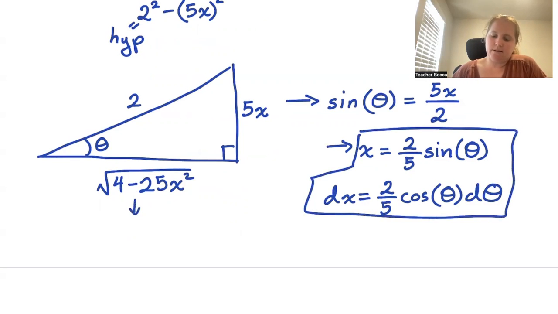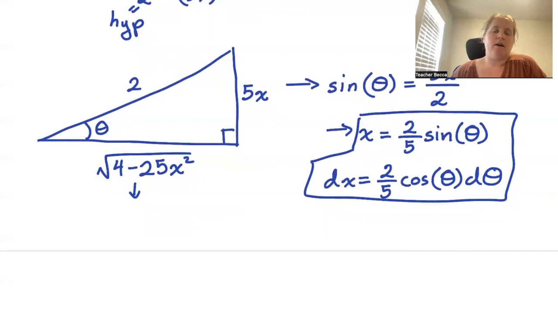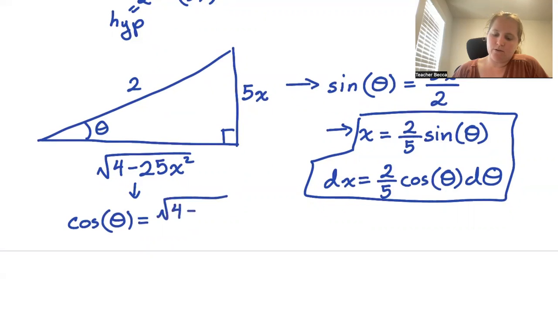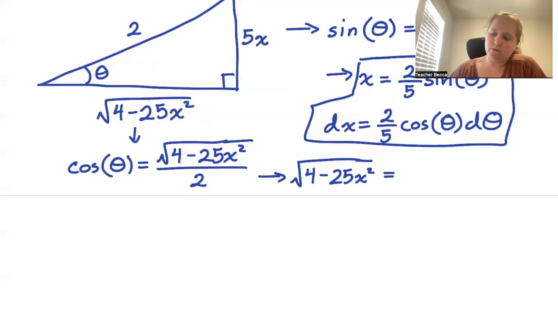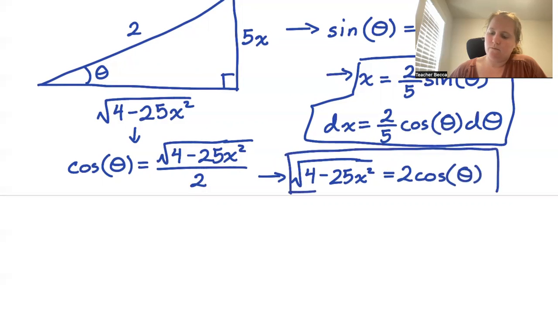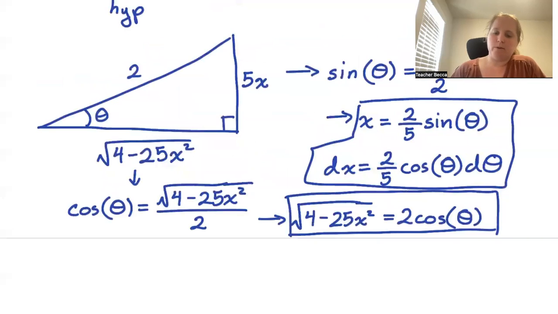That square root 4 minus 25x squared, relationship involving that and the 2, it's adjacent and hypotenuse, that's cosine. So we have cosine of theta is equal to square root 4 minus 25x squared all over 2. And we get therefore that square root of 4 minus 25x squared is equal to 2 cosine theta. Now we have all of our possible substitutions.